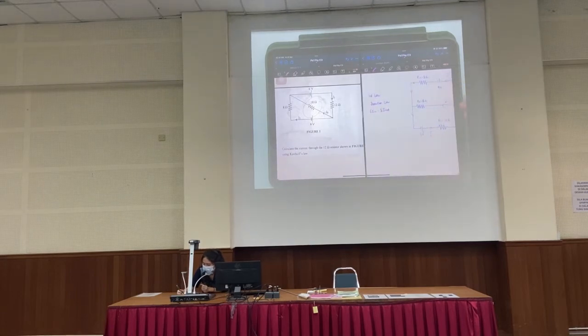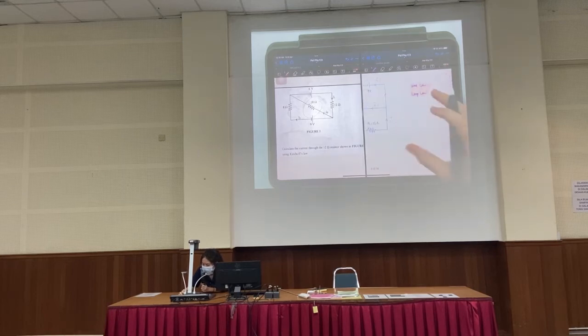We first use the junction law. The total current in will be equal to the total current out. As you can see here, it has I3, I2, I1. We can say I1 will be equal to I2 plus I3. This is the first equation, and we can write it as I1 minus I2 minus I3 equals 0.